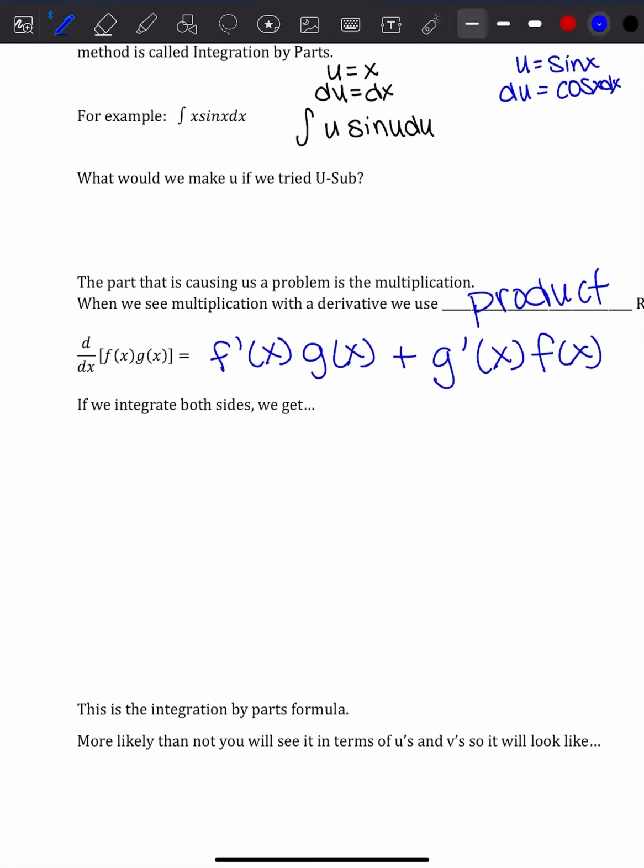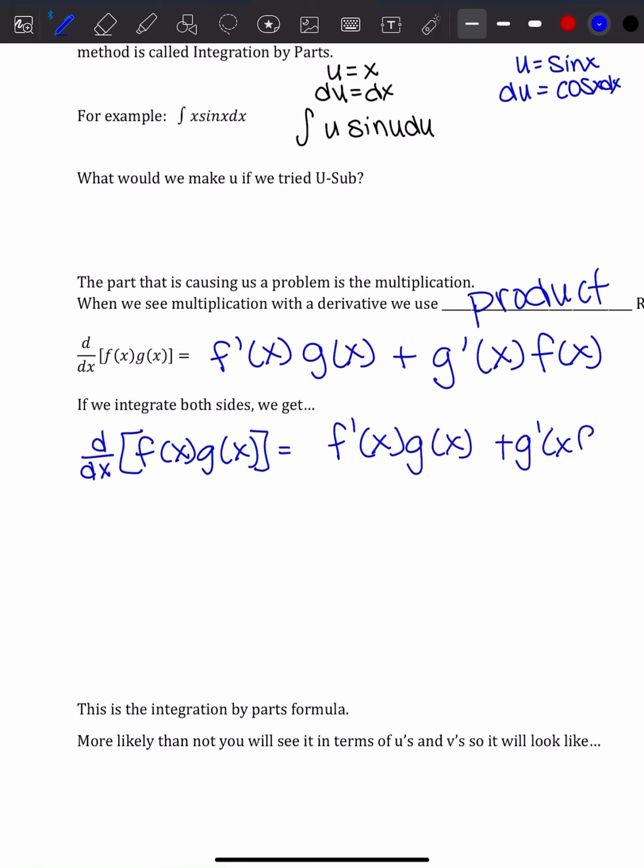or f of x times g prime. Either one works. So what we're going to do is take this and integrate both sides because we want to deal with integration here. So we're going to rewrite out what we have to begin with. We have the derivative of f of x times g of x. We know that that is equal to f prime of x times g of x plus g prime of x times f of x.